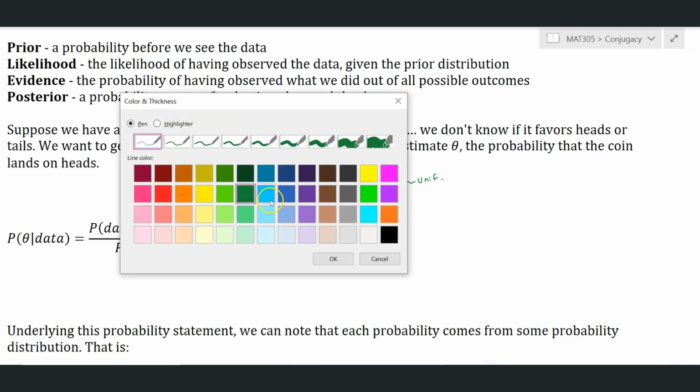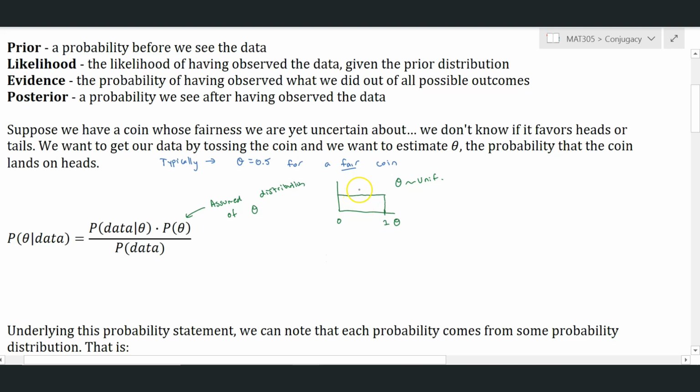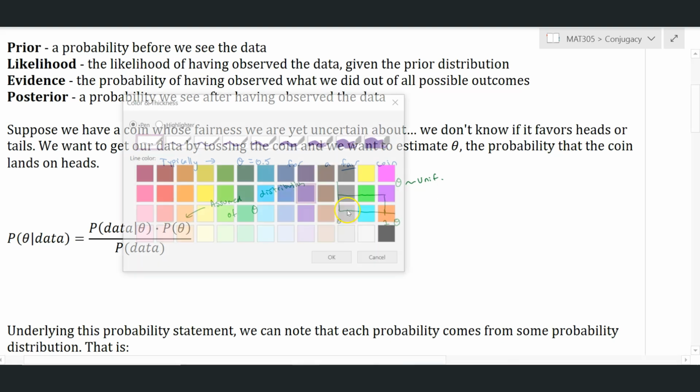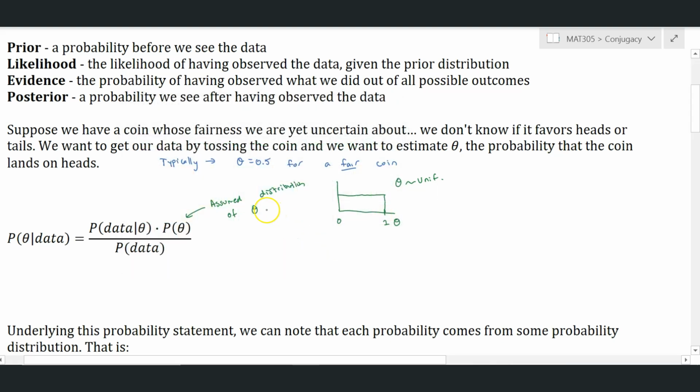Now, on the standard coin, you might say, well, we typically believe that right around 0.5, this should be a really high density, and then the likelihood that it is close to 0 or close to 1 is going to be very low. But again, we're not making any assumptions about the coin because we haven't met it, we haven't worked with it yet. So that's our prior distribution, right? This is our prior distribution, which is based on our current assumptions.